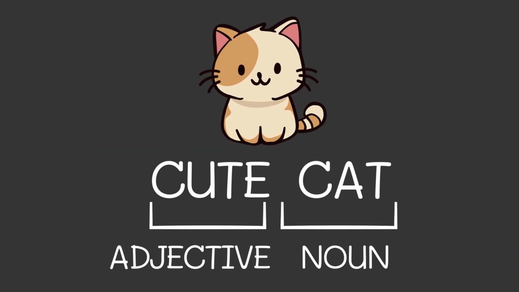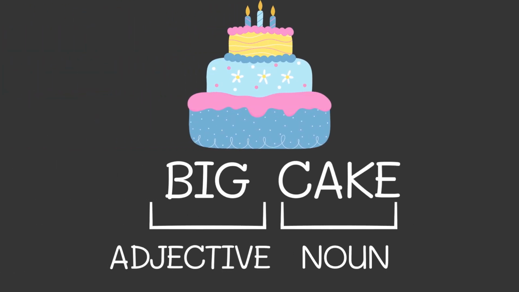For example, cute cat. Cute is an adjective, cat is a noun. Big cake. Big is an adjective, cake is a noun.